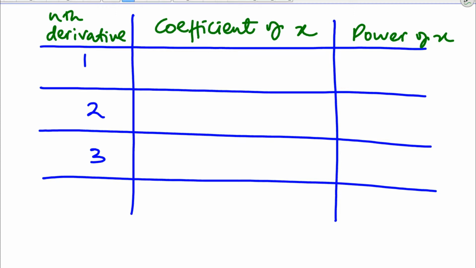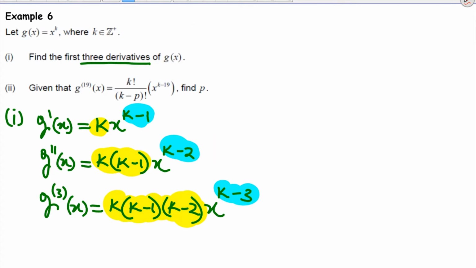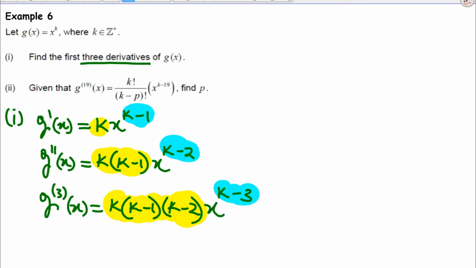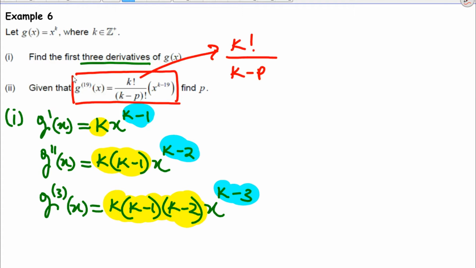From what we have in the previous working out, the coefficients are k, k multiplied by k minus 1, and k into k minus 1 multiplied by k minus 2. So let's plug this information here. Now, one thing you need to remember is the factorial notation, because you always have to look at the question you're given to figure out what you're trying to find. If you look at that bit, we have k factorial over k minus p factorial.